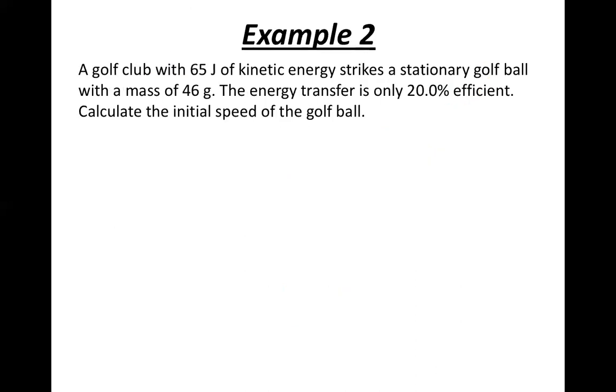We've got another example. A golf club is being hit with 65 joules of kinetic energy, and the golf ball was stationary. The golf ball had a mass of 46 grams. The energy transfer is only 20% efficient. Calculate the initial speed of the golf ball. If it was 100% efficient, which is what we've done in previous problems, you would say there's kinetic energy being transferred from the golf club to the golf ball.